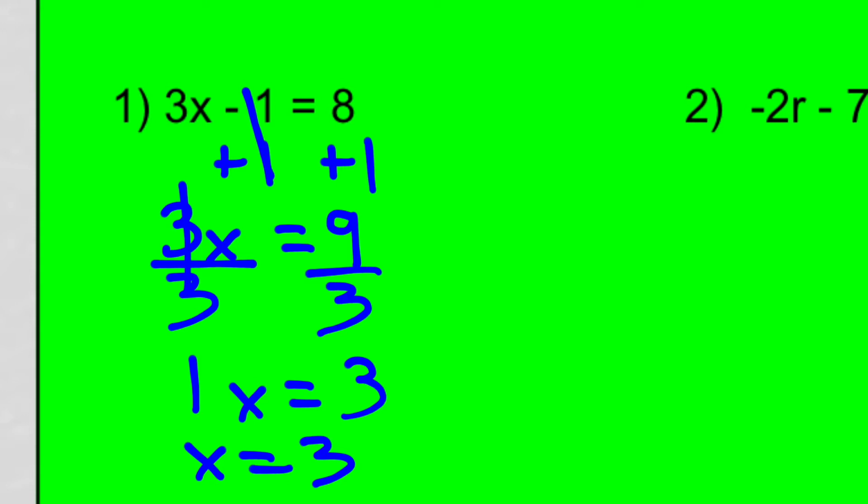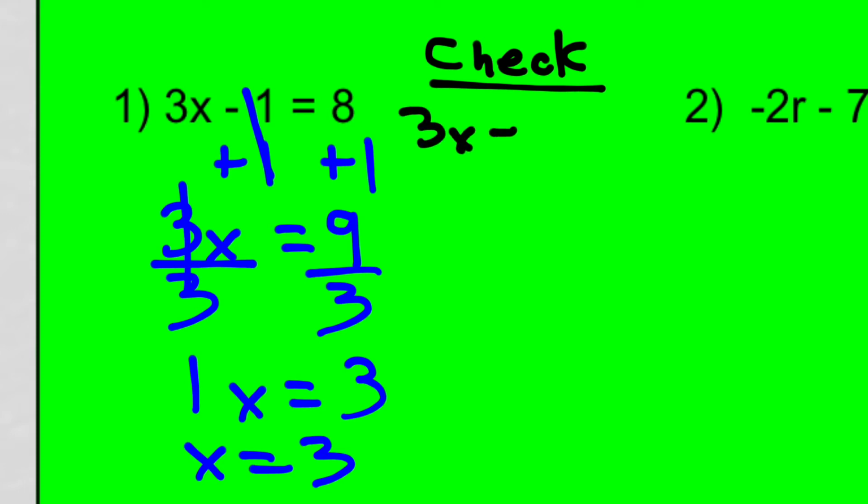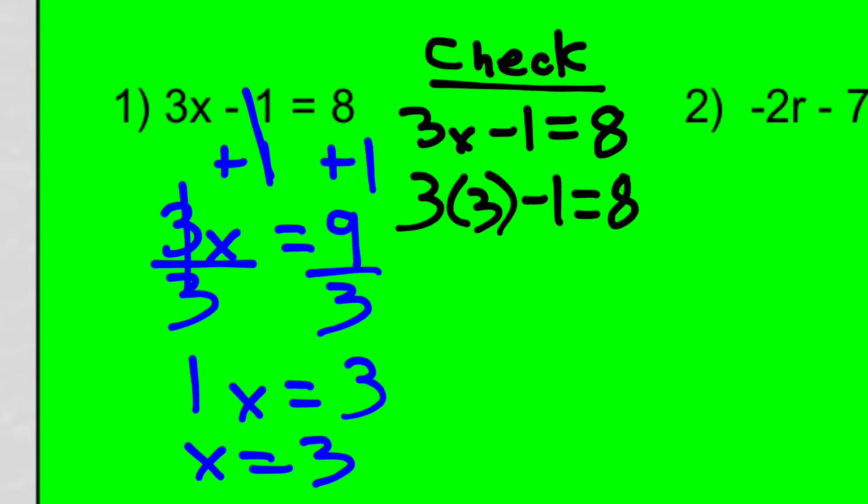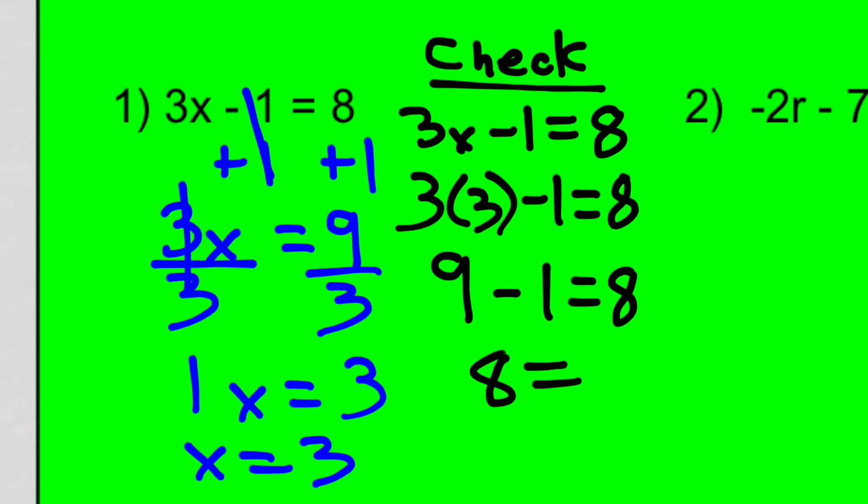It's the same thing we've been doing, except it's combining 2 different kinds of equations into one equation. Let's check it now. If we check it, both sides of the equal sign should balance. 3x minus 1 equals 8. Replace the x with 3: 3 times 3 minus 1 equals 8. Follow order of operations. 3 times 3 is 9. Minus 1 equals 8. 8 equals 8. Both sides are correct.